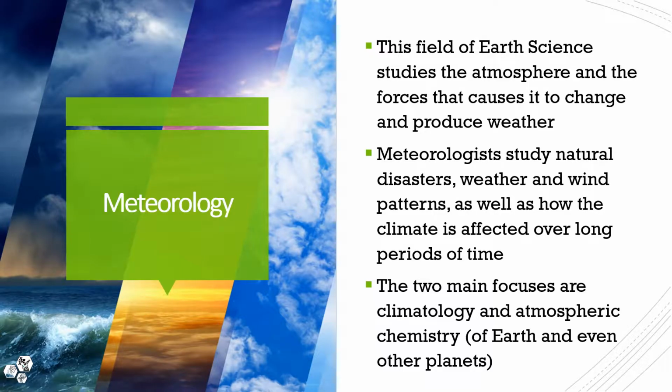Another aspect of Earth science is meteorology. This one is one that you're all familiar with, but you may not know it. Another word for a meteorologist is a weatherman or a weatherwoman. Meteorologists study natural disasters, weather and wind patterns, but they also study climate. So how have the weather patterns of the Earth changed over time? Mainly what they're studying is the atmosphere and all of the forces that cause the atmosphere to change and to produce weather.